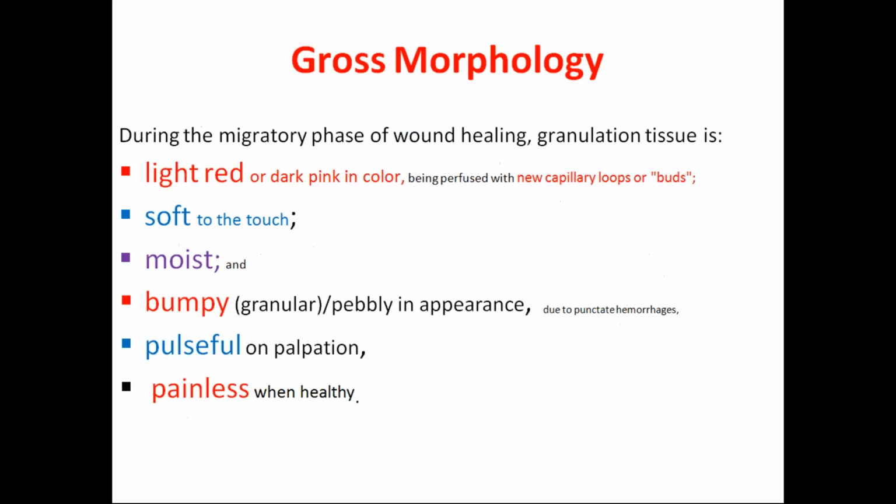Coming to the gross morphology of granulation tissue during the migratory phase of wound healing, granulation tissue is light red or dark pink in color, being perfused with new capillary loops or buds, soft to touch, moist, and bumpy, that is granular or pebbly in appearance due to punctate hemorrhages, pulseful on palpation, and painless when healthy.